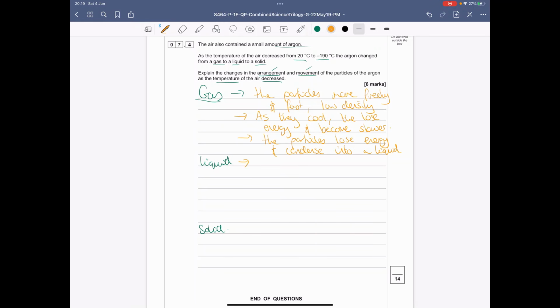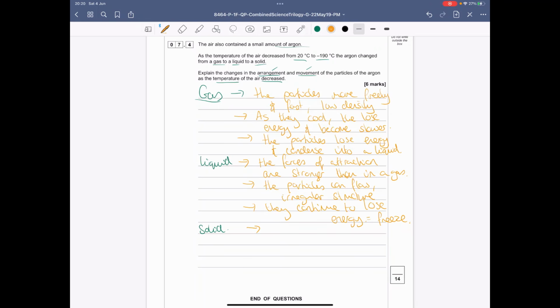Now, in a liquid, the forces of attraction are stronger than in a gas, but in a liquid we know the particles can still flow. They are in an irregular structure, okay, allowing the movement, and it's still a random motion. Okay, they continue to lose energy, and as they continue to lose energy, eventually they will freeze.